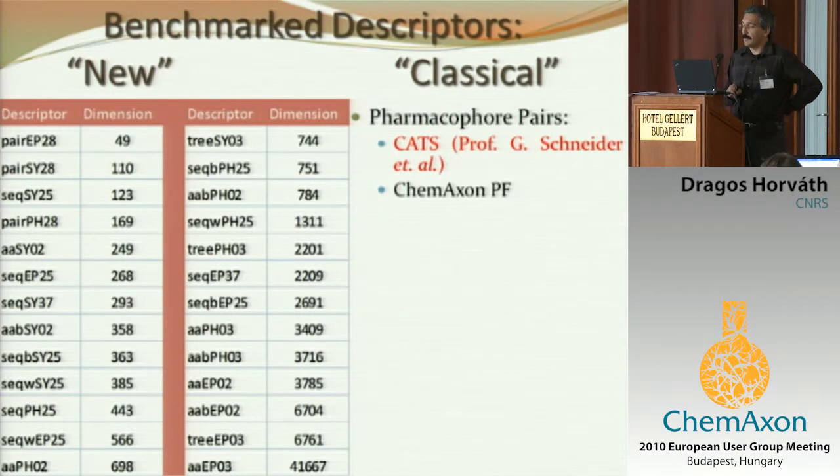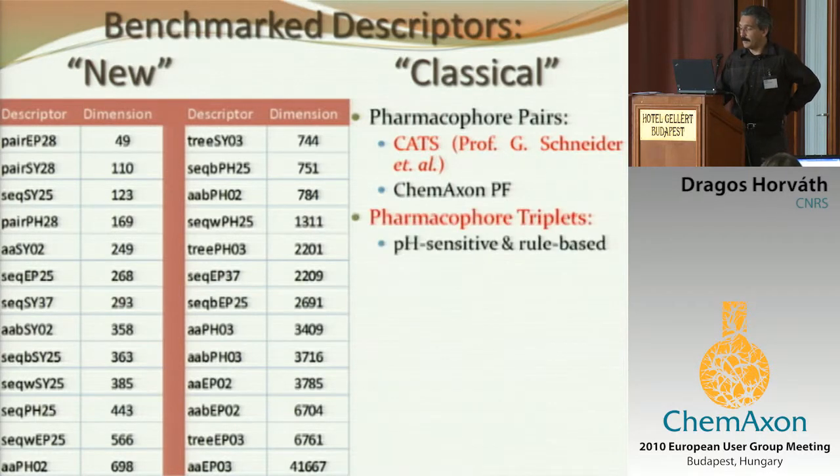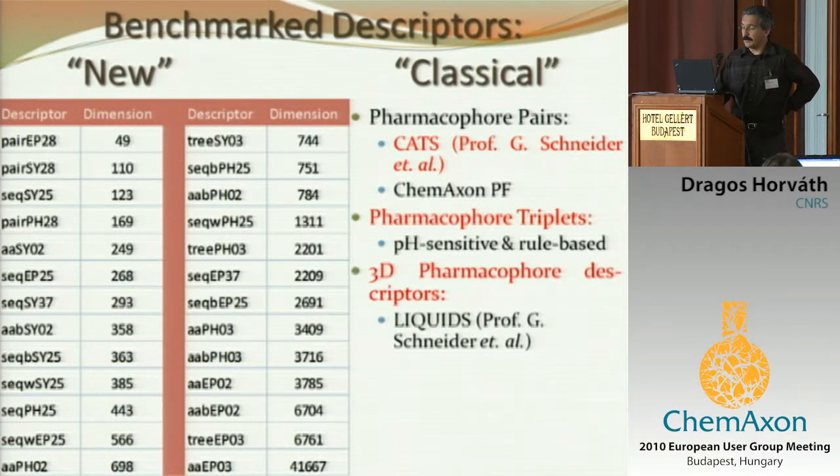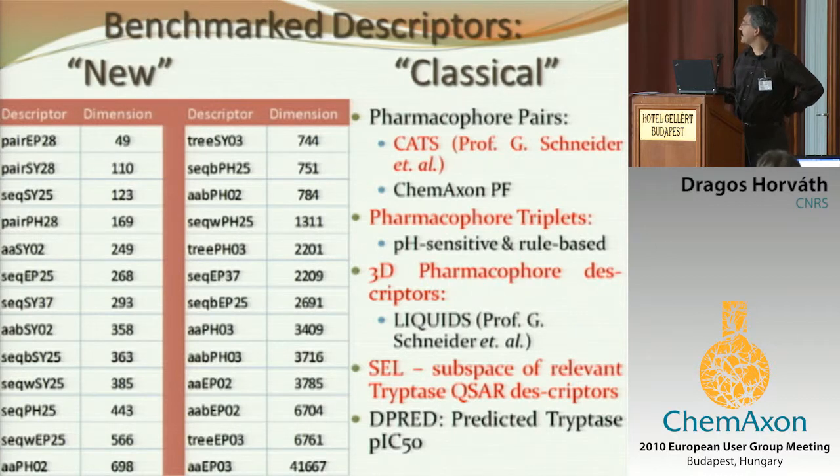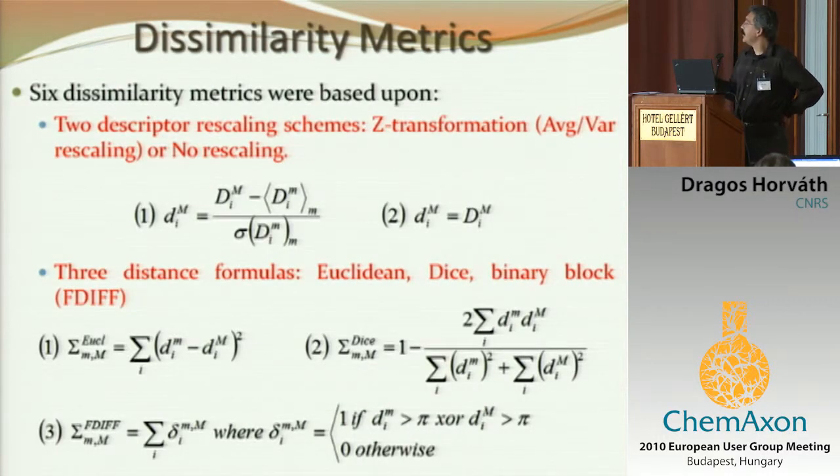These were benchmarked against some more classical descriptors: the Gisbert-Schneider's CATs, ChemAxon PF, the Pharmacophore Triplets, 3D Pharmacophore descriptors, lipids by Gisbert-Schneider, and some privileged descriptors. This is a subspace of relevant descriptors that were important for describing tryptase activity. Tryptase is one of the 5 targets. And the deep red is the actually predicted tryptase QSAR score. Dissimilarity metrics, I'll go quickly through these. There's nothing new here.